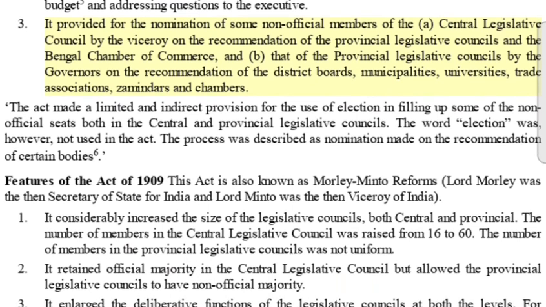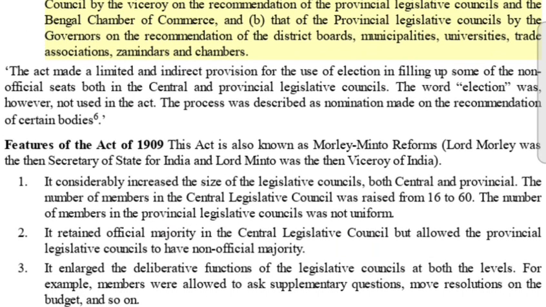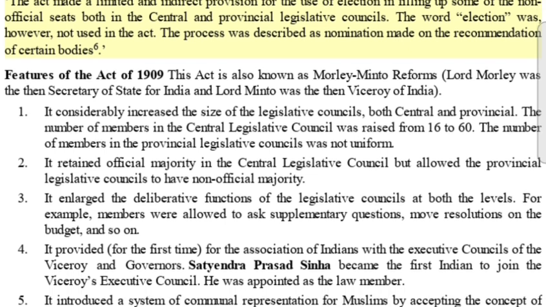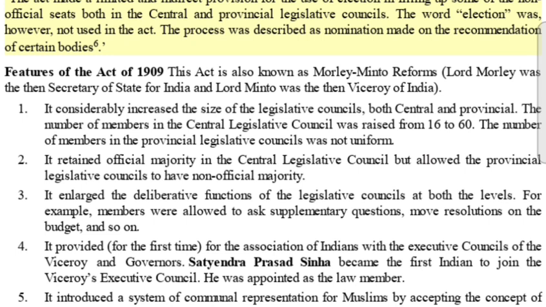That of the Provincial Legislative Councils by the Governors on the recommendation of the district boards, municipalities, universities, trade associations, zamindars and chambers. The Act made a limited and indirect provision for the use of election in filling up some of the non-official seats both in the central and provincial legislative councils. The word election was, however, not used in the Act. The process was described as nomination made on the recommendation of certain bodies.